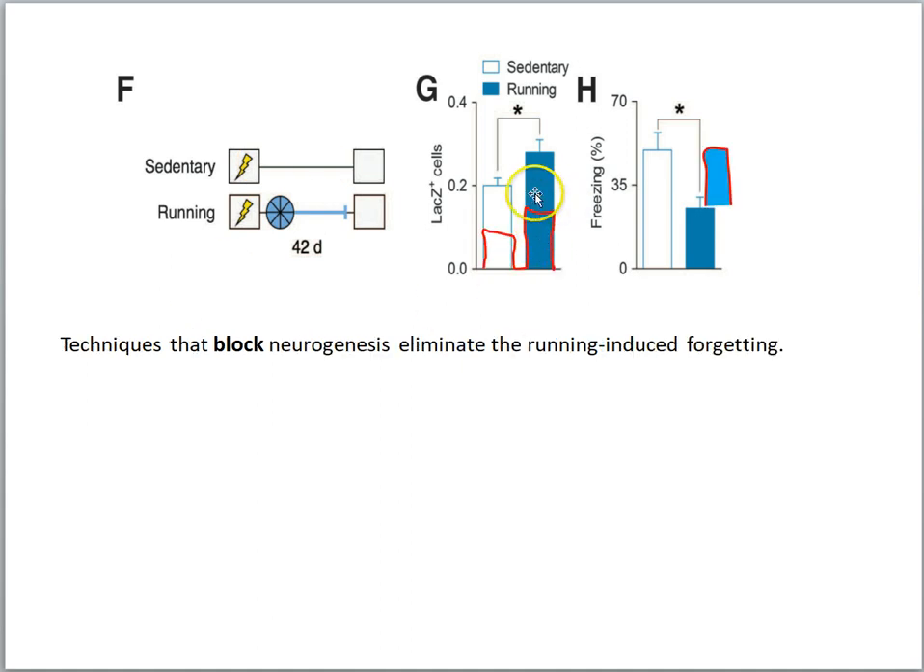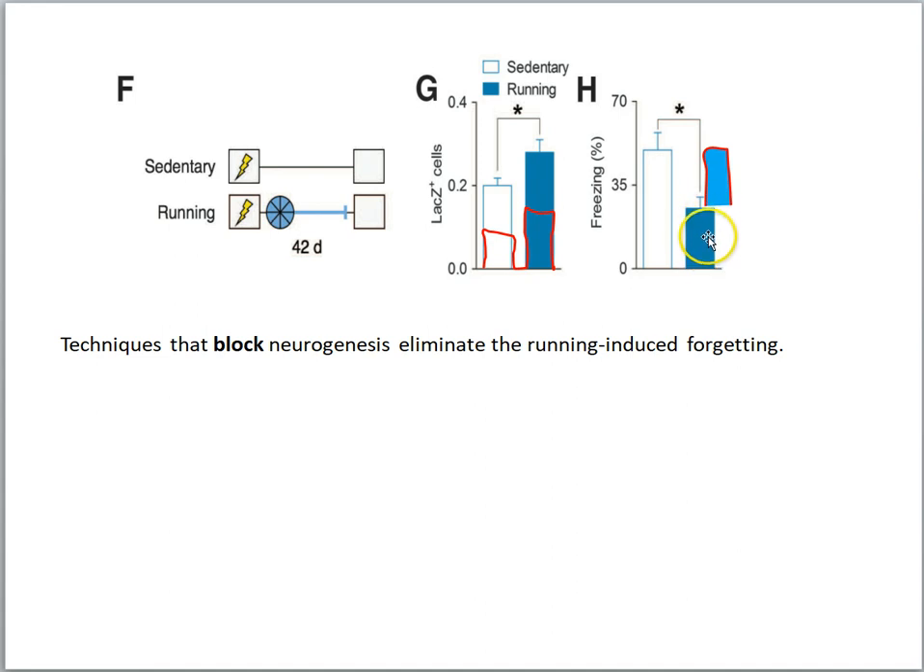What happens is there's an overall reduction in neurogenesis in both groups. And notice what happens to the memory. We now recover the memory. So by blocking neurogenesis, the animals do not show the forgetting anymore.